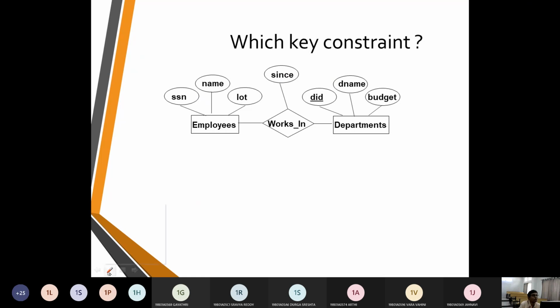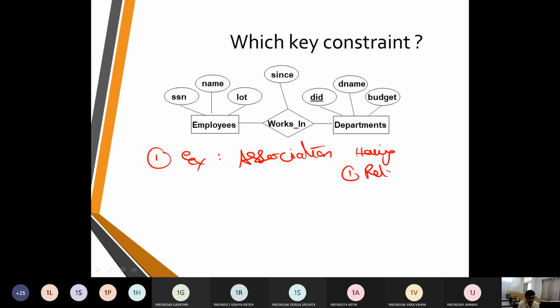Now, this is an example for association. It is having one relationship set, two entity sets.